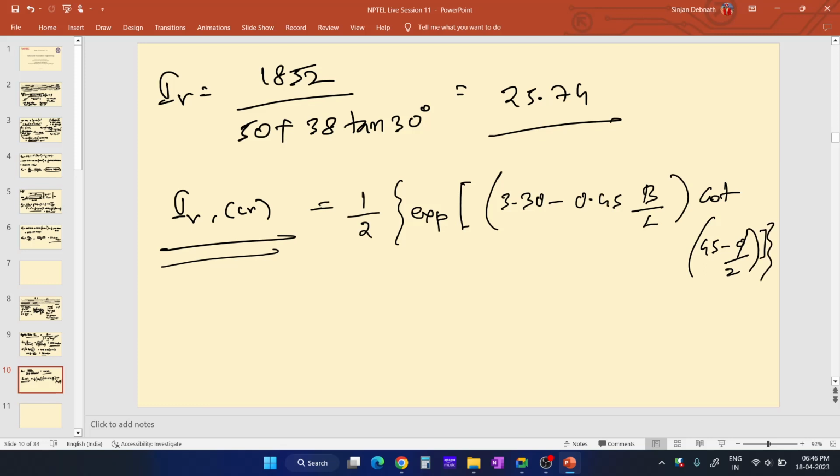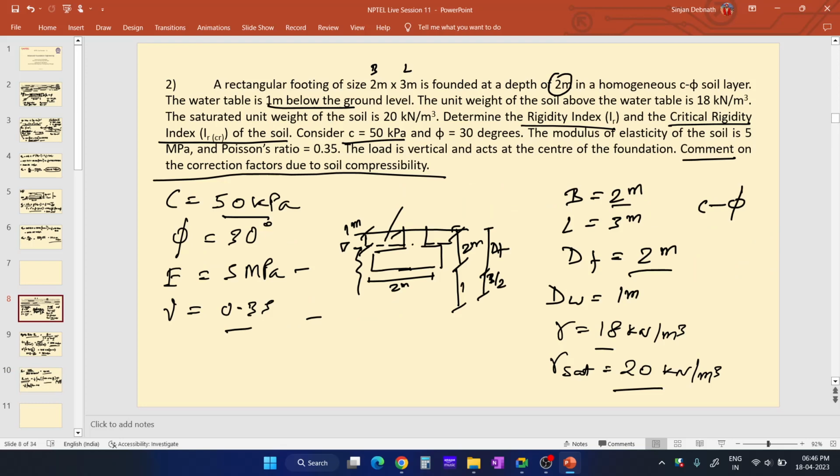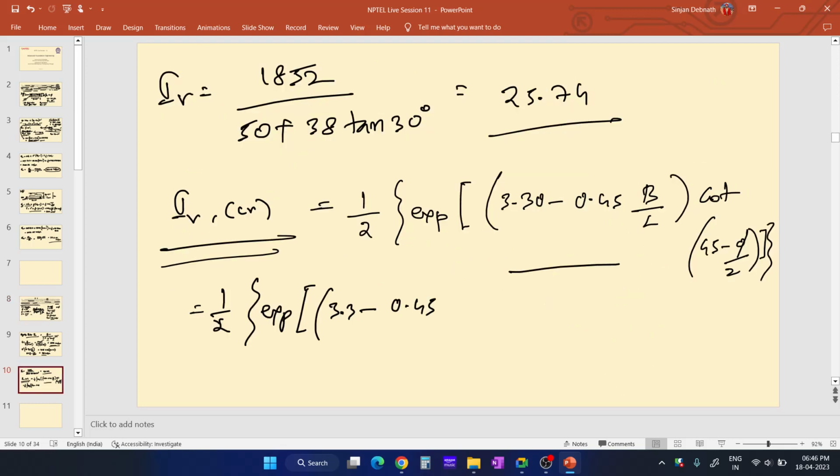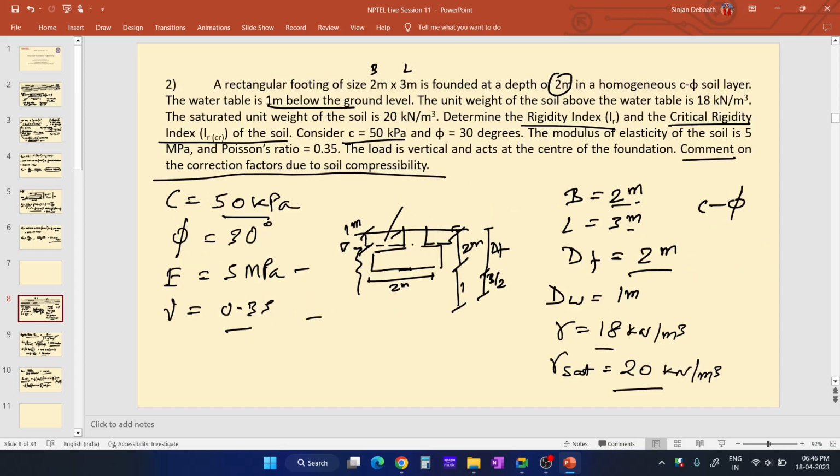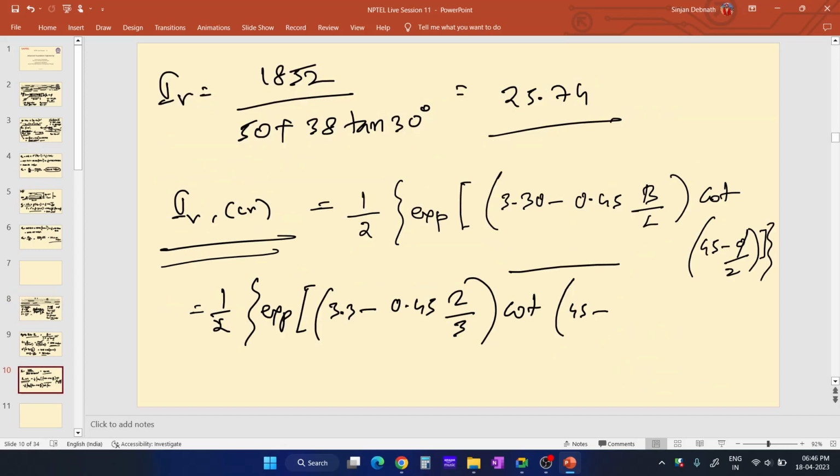Now let me put the values of all the parameters into this equation. Half into exponent of (3.3 minus 0.45 B by L). B is 2 meter, L is 3 meter, so 2 by 3, cot of (45 minus phi by 2). Phi is 30 degrees, so 45 minus 30 by 2.